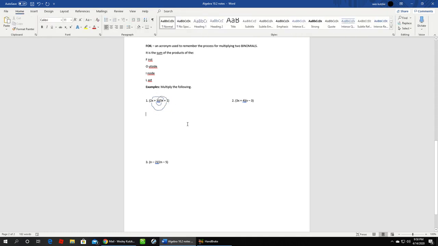And so if we're typing it out as we go, first, in this case, would be the 2x and the 5x. Outside would be the 2x and the 1. Inside, that's going to be the 3 and that 5x. And last, it's going to be the 3 times the 1, right?